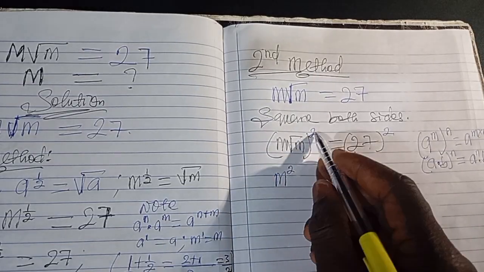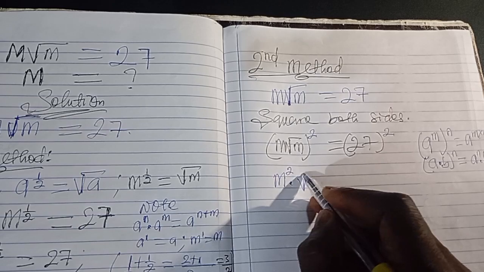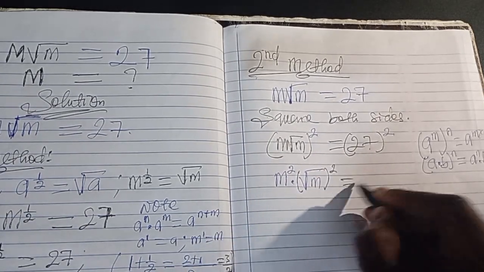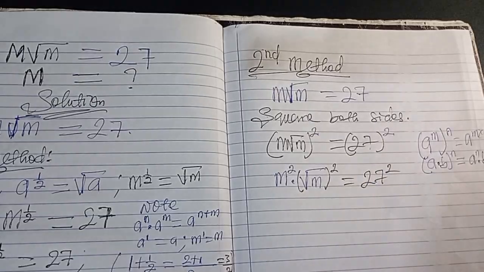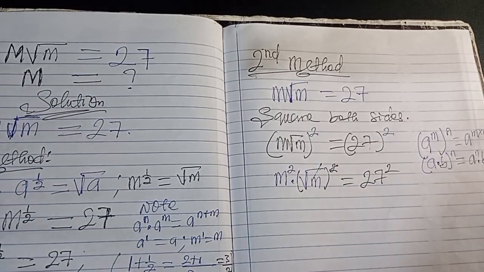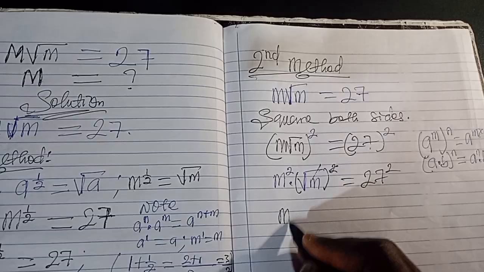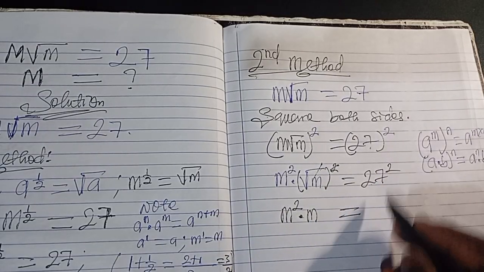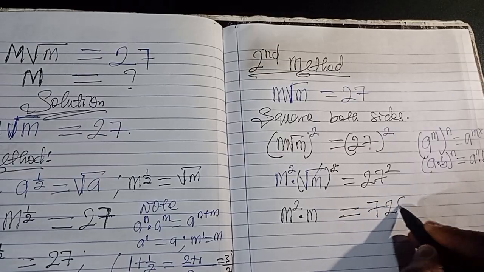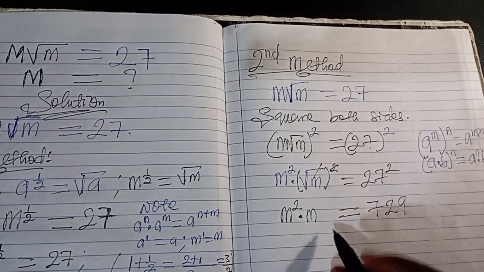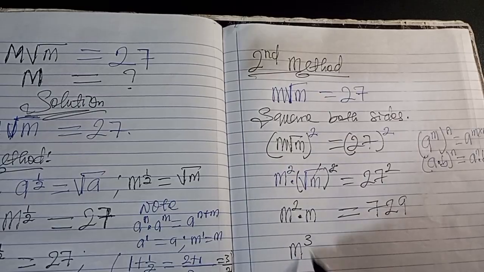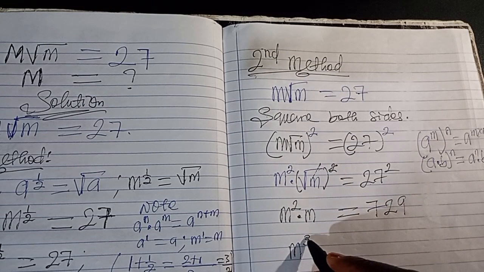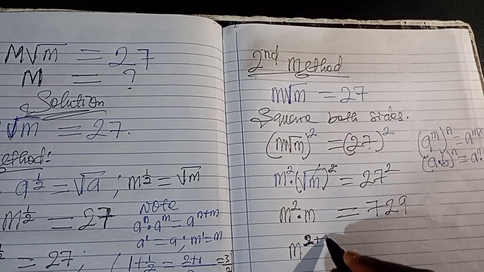So we have m raised to power 2 multiplied by root m raised to power 2 equals 27 raised to power 2. So this power 2 can cancel this square root sign or radical sign. I will have m raised to power 2 multiplied by m is equal to 27 times 27, which is 729. Can I have m raised to power 3 here? Because there is an invisible one here, that is m raised to power 2 plus 1.